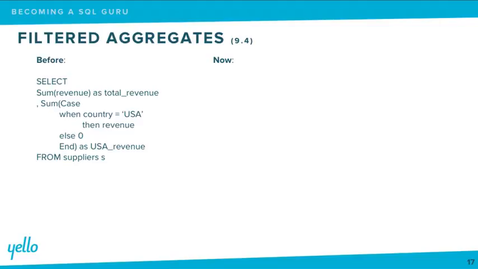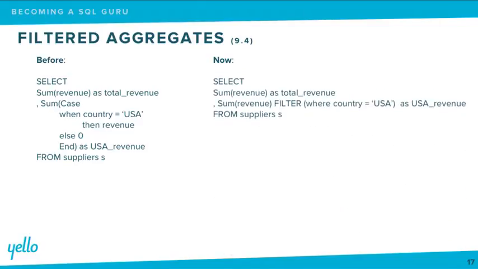So I could write a sum where I have a case statement embedded into my aggregation that filters out for the US and only counts the revenue then. So this is convenient from a usage perspective, but it's difficult to read, especially if you have a lot of these. Now, you can do something like this.